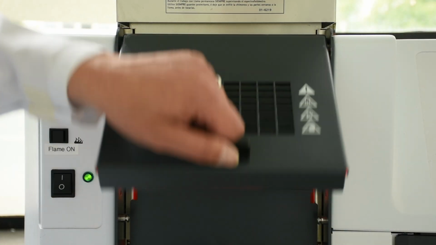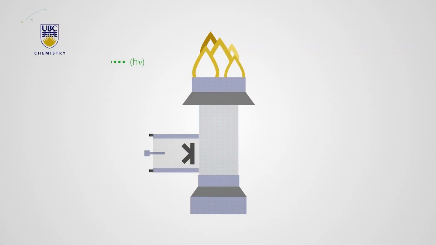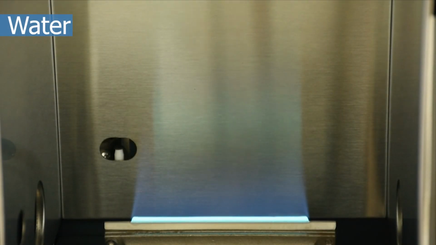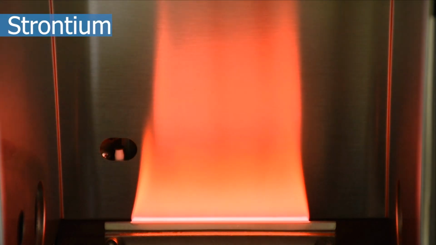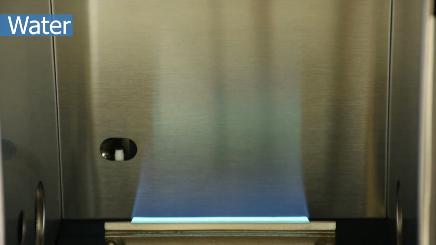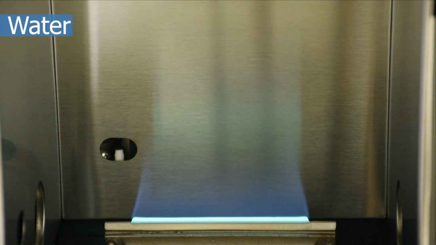Let's look at the flame and the sample beam. In the burner compartment, the flame itself acts as the cuvette. Sample in the flame absorbs some of the light from the sample beam. The color of the flame and the wavelength of light it absorbs depends on the analyte introduced to it. Here we're alternating between aspirating samples of water and strontium into the flame.